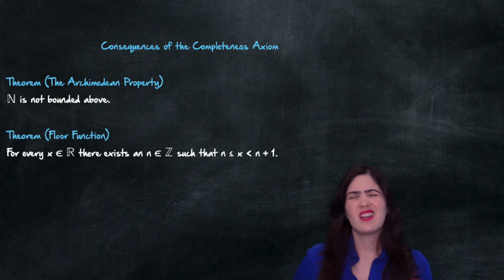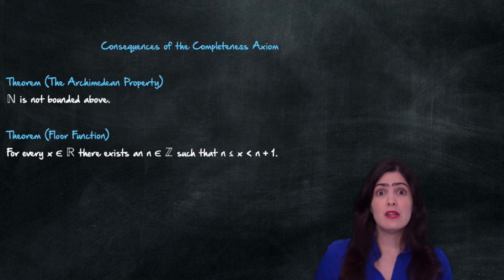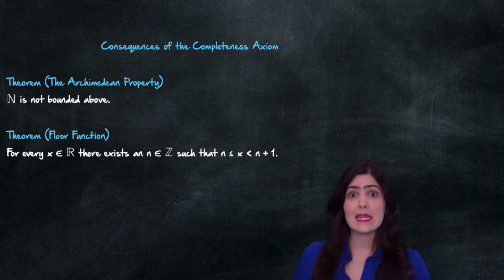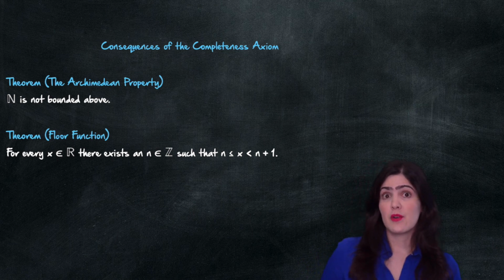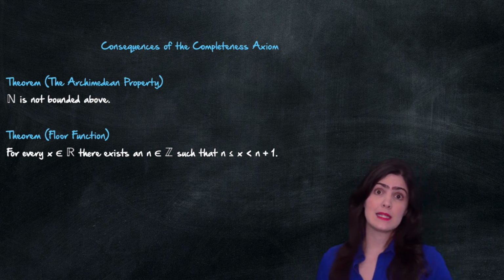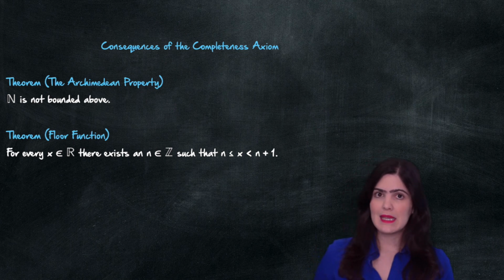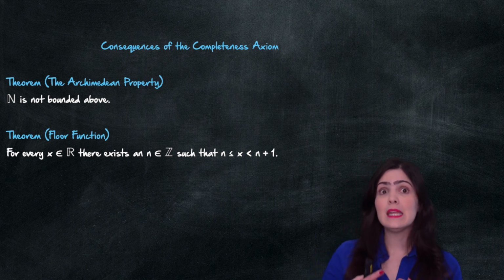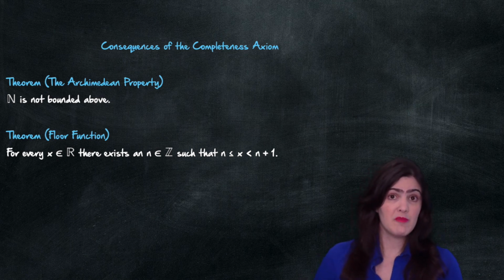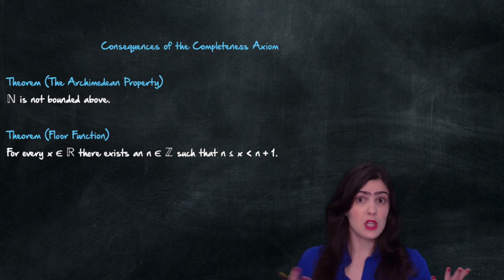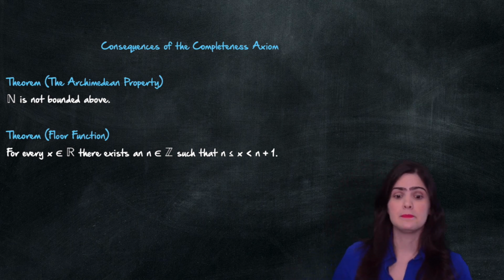The next one, I call it kind of existence of our function, because what it tells me is that for any real number x, there exists an integer n, such that x is greater than or equal to n, and strictly less than n plus 1. So what it's telling me is that any real number is between two consecutive integer numbers. Feels obvious, but it's a consequence of the completeness axiom.